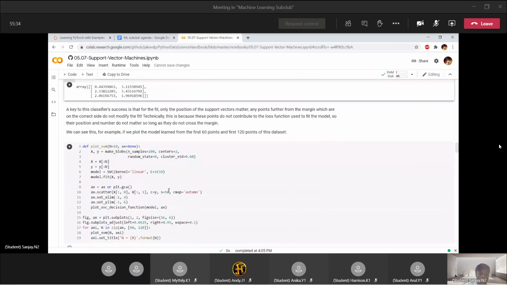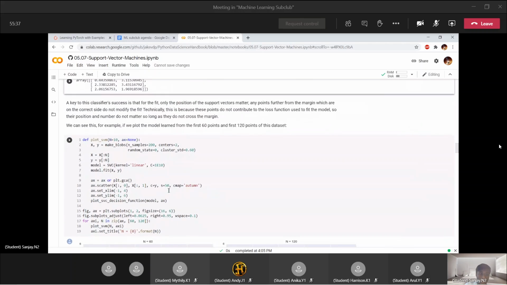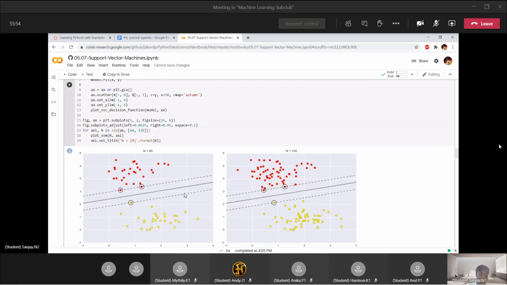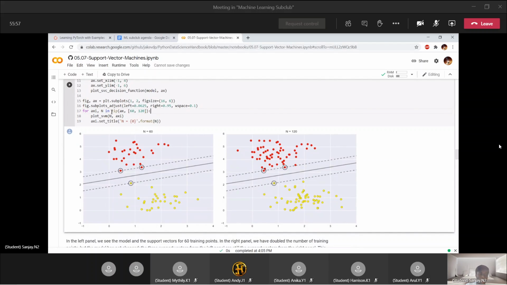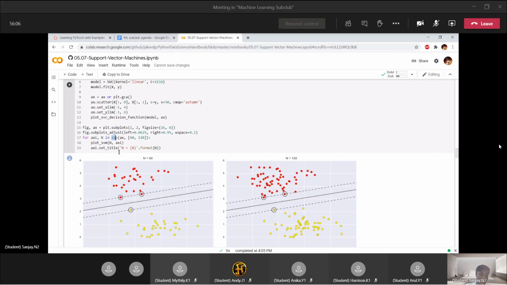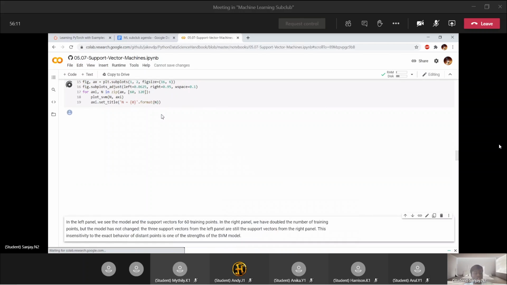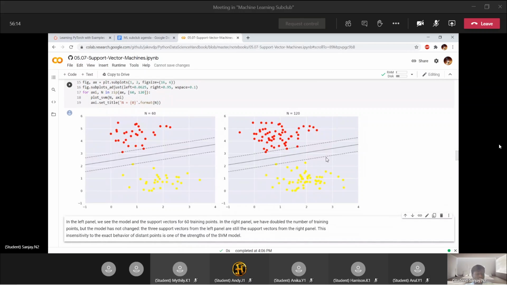So yeah, now let's do the same thing, but let's see what happens if you plot a model learned from the first 60 points and then the first 120 points of the data set. So here, we are basically just going to plot two different plots. In case you're wondering, zip just means we're going to try both 60 and 120 with the axes. So we're going to plot either 60 or 120 points. And once we do that, we're going to see the difference in the predictions.